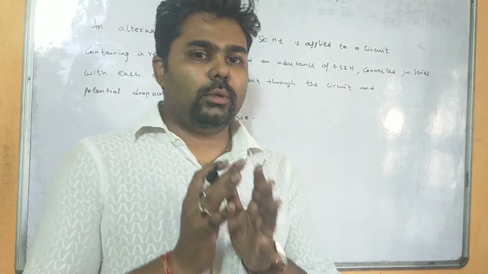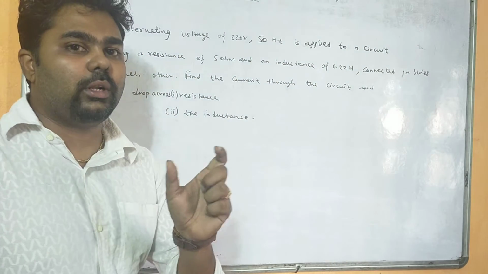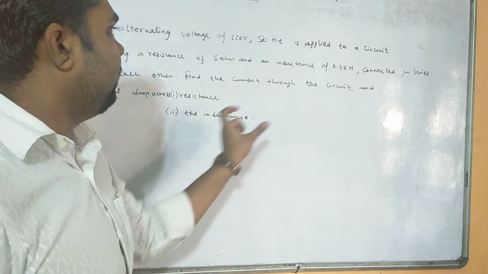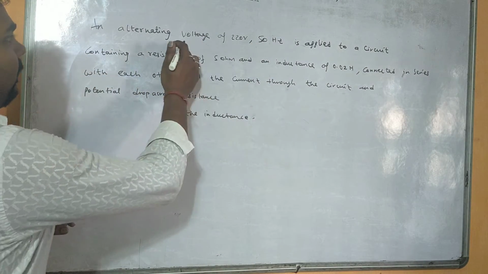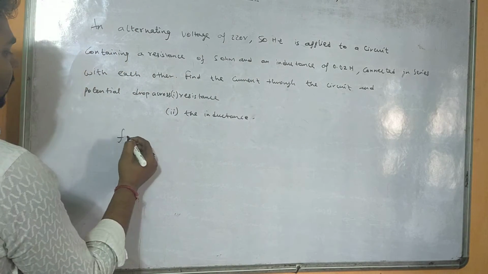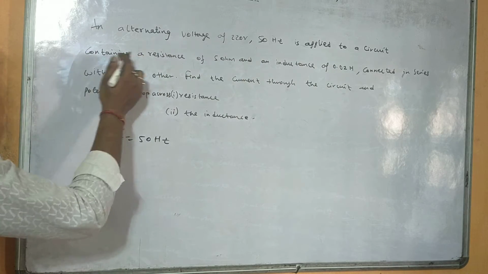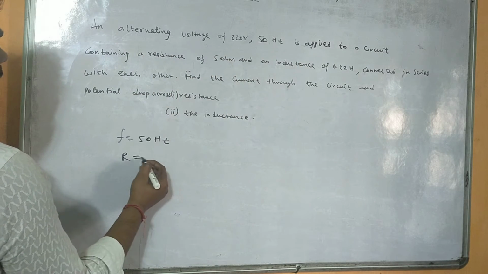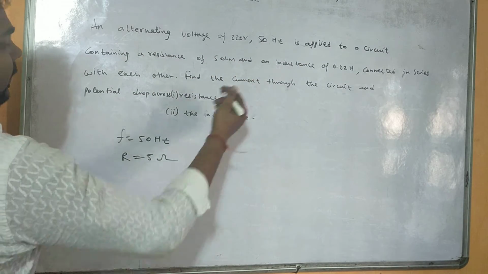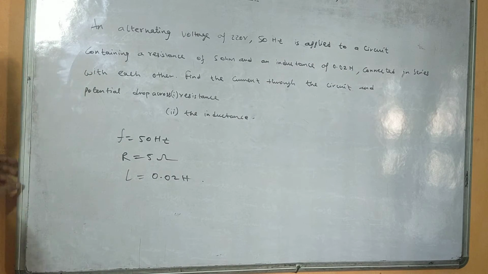So you see, when you are reading the question, first you see what are the components present in the circuit. Like for example, the voltage is given 220 volt and the frequency is given here, 50 Hz, right? It's applied to a circuit containing a resistance of 5 ohm, and an inductance, that is L, given by 0.02 Henry connected in series with each other.